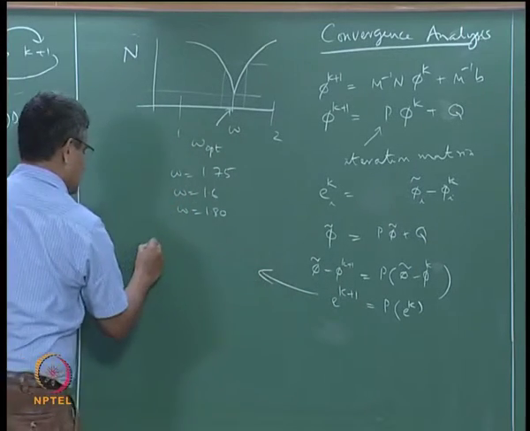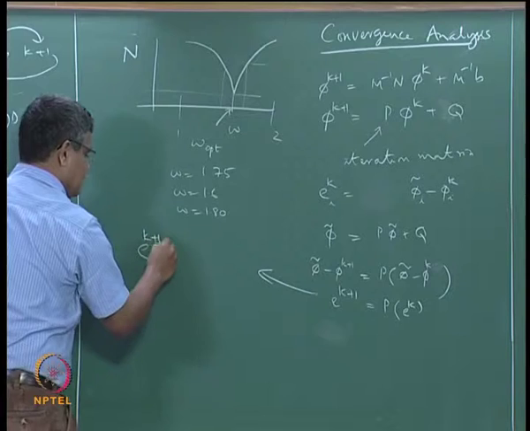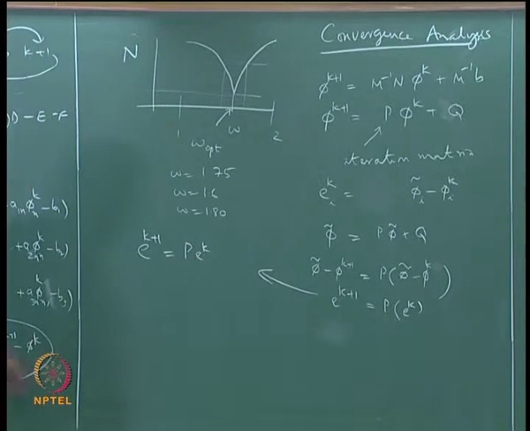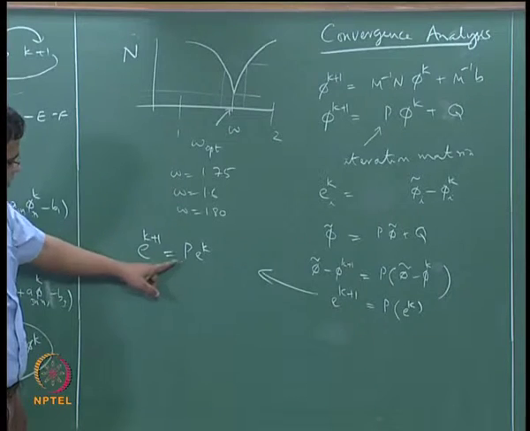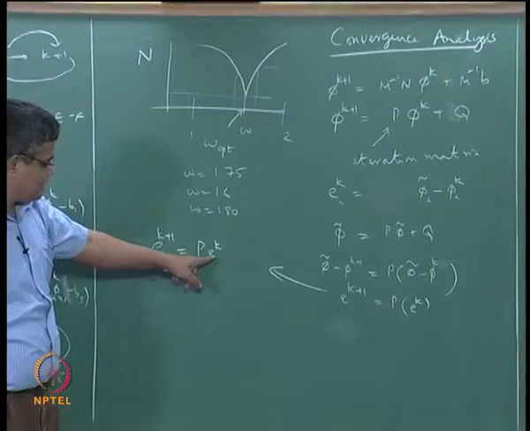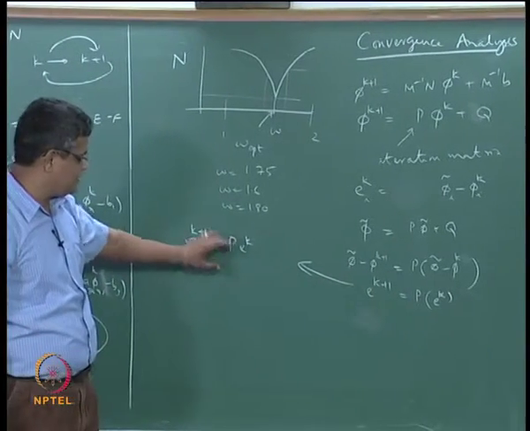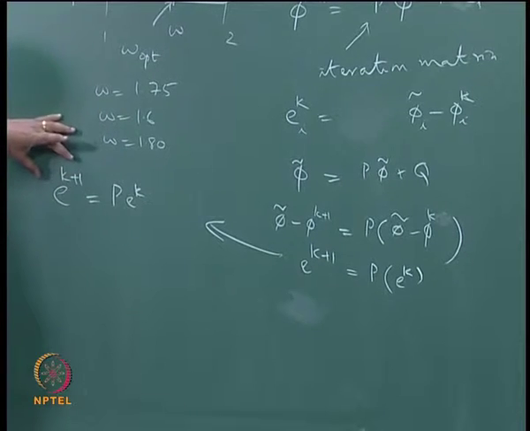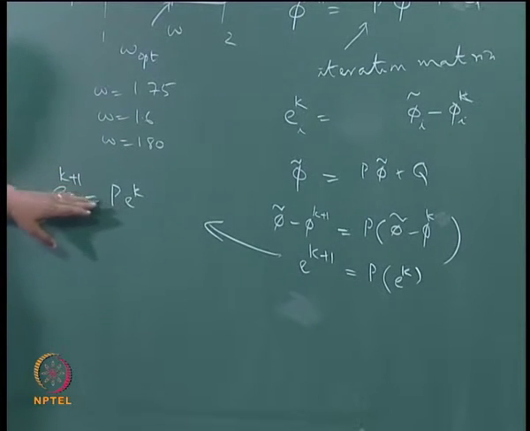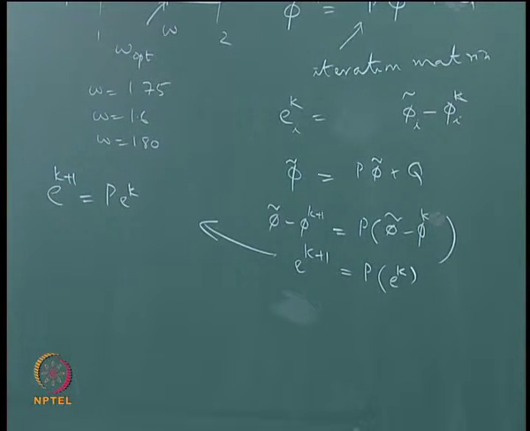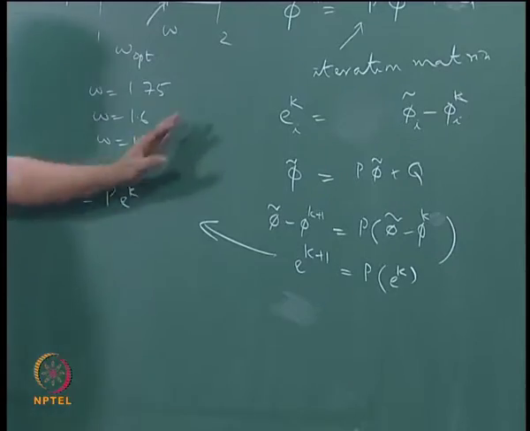So we can say from this. We have written it like this to show that the error at k is multiplied by the iteration matrix P to give you the error at k plus 1. So, the error at k plus 1 is P times the error at k. Okay, this is a matrix equation.